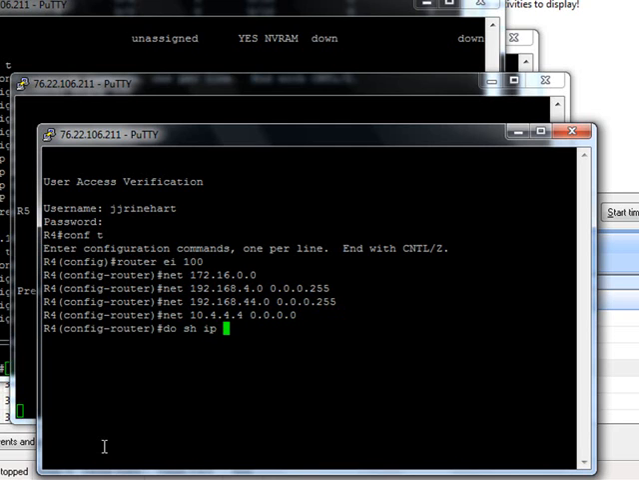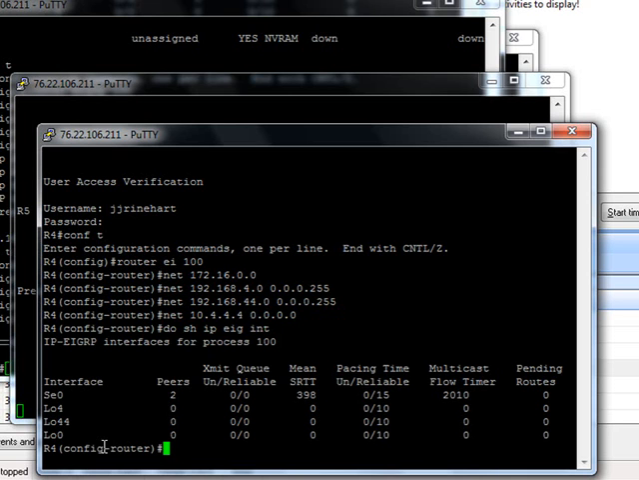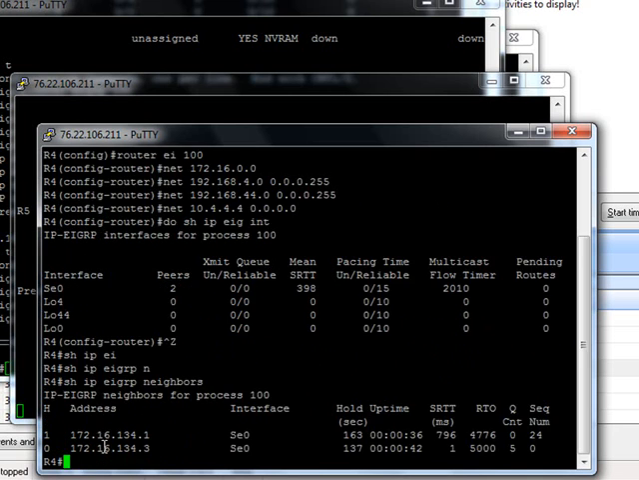And do show IP EIGRP interfaces. And it's running on all the interfaces we want it to. Show IP EIGRP neighbors. And voila! Because it's a multi-point interface, we have two neighbors.